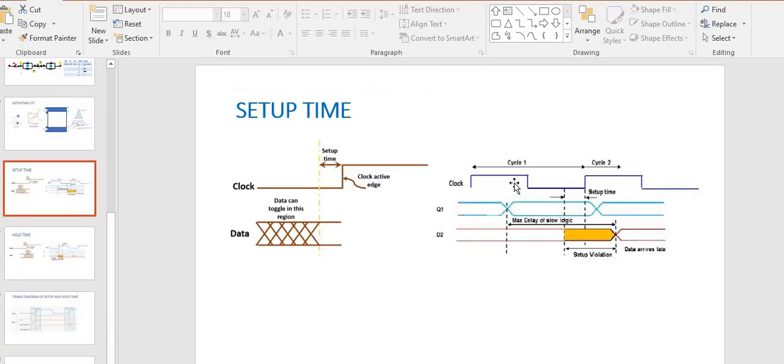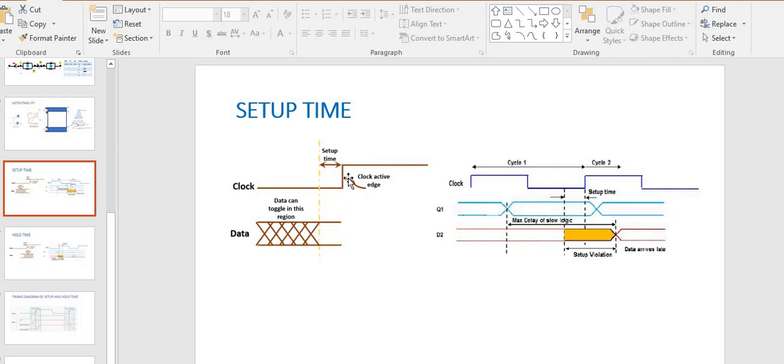See, this was the clock signal. Here, before the rising edge of the clock, this was the setup time. Here this was the signal, and before the rising edge of the clock, this will indicate the setup time.